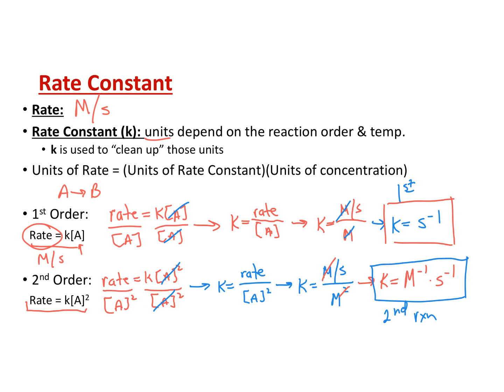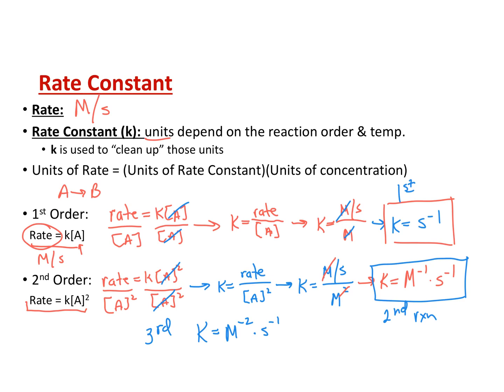You'd imagine, right, for a third order, the rate constant would be molarity to the -2, inverse seconds. We'll most often see first and second order reactions and maybe occasionally see a third order reaction. But this is where the units come from.